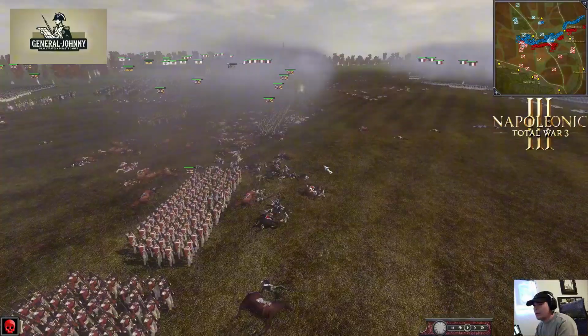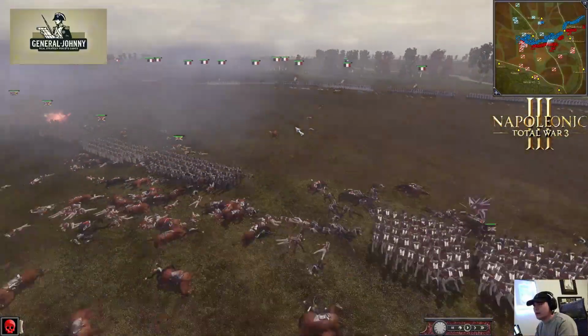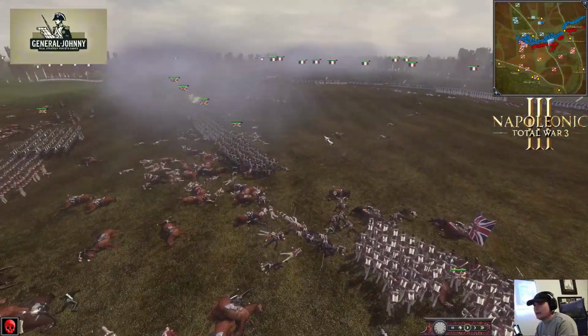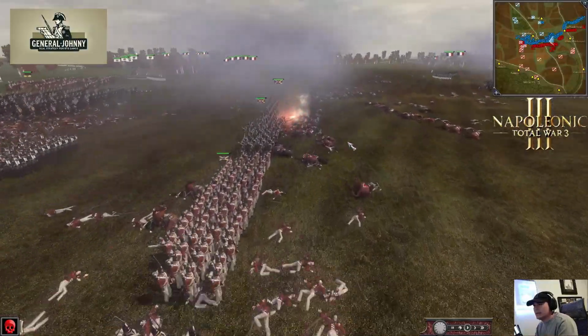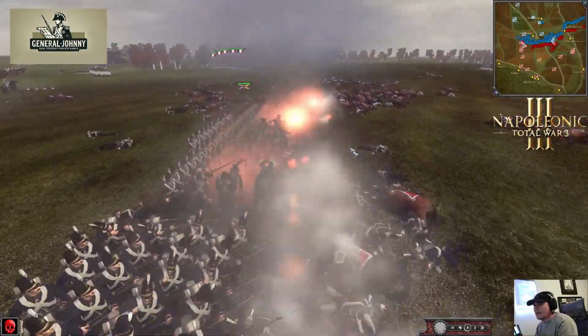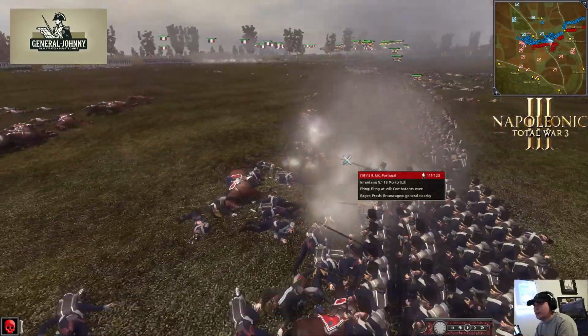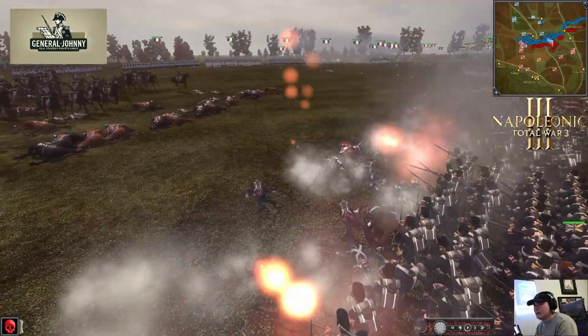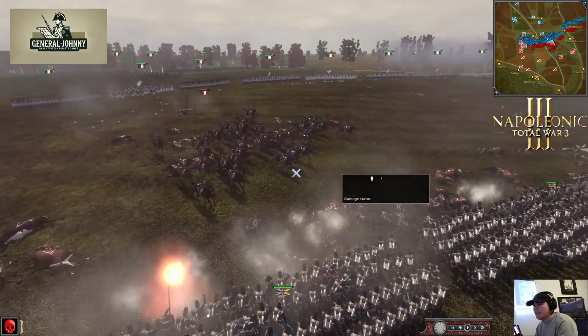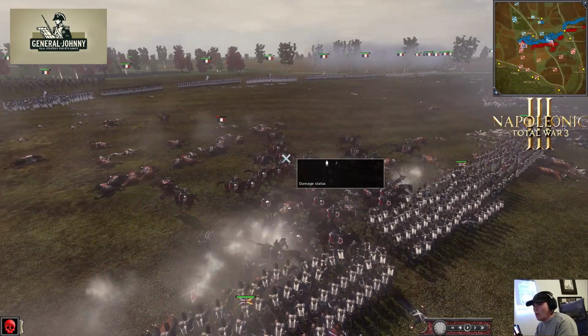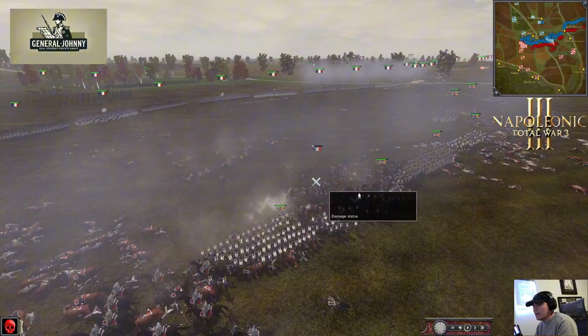Looks like they're reloading the muskets as we talk right now. Okay, a little bit of advance. And there you go. That's some of the good musket fire into the enemy. Oh, into the enemy CAV too. And look how vulnerable they are. I mean, they just got decimated.